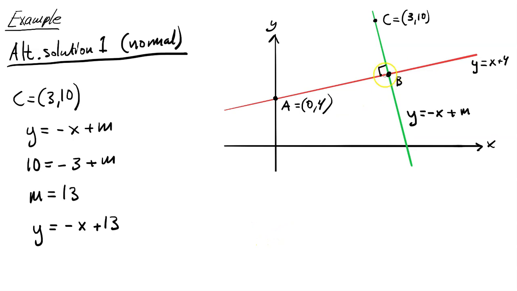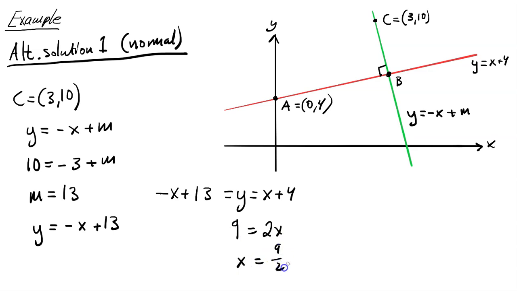What happens at this point? At this point, the y values of the normal and the line are equal. So we have that the y value for that one must be equal to the y value of this one. We just got a linear equation here we can solve. So we solve for x. Adding x on both sides, so we have 2x, and subtracting 4, here we get 9. So we get that x is 9/2, or 4.5.